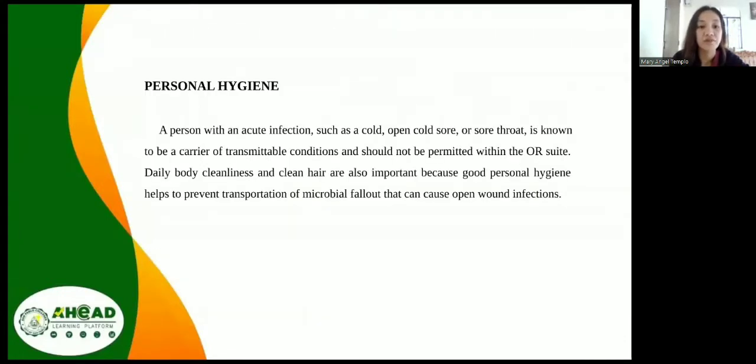Personal hygiene. A person with an acute infection, such as a cold, open cold sore, or sore throat, is known to be a carrier of a transmittable condition and should not be permitted within the OR suite. Daily body cleanliness and clean hair are also important because good personal hygiene helps to prevent transportation of microbial fallout that can cause open wound infections.